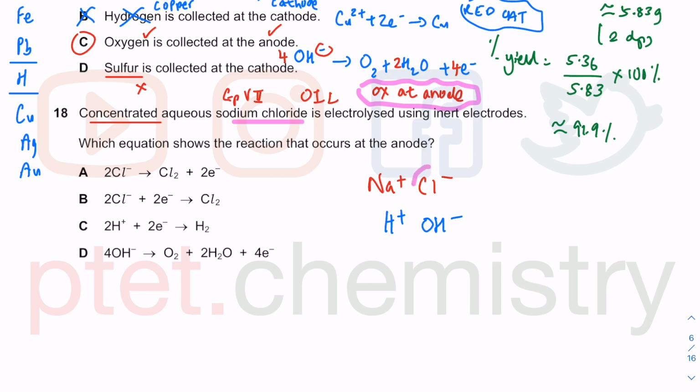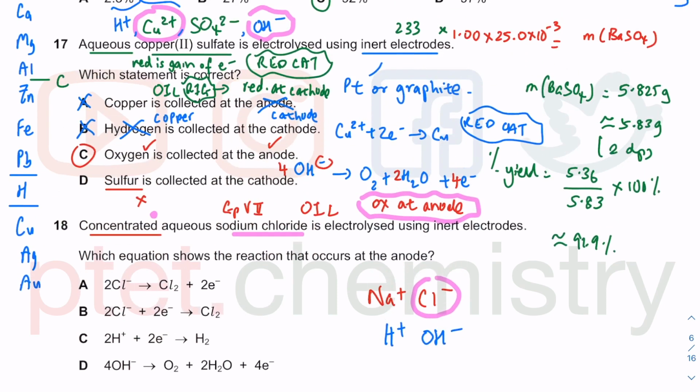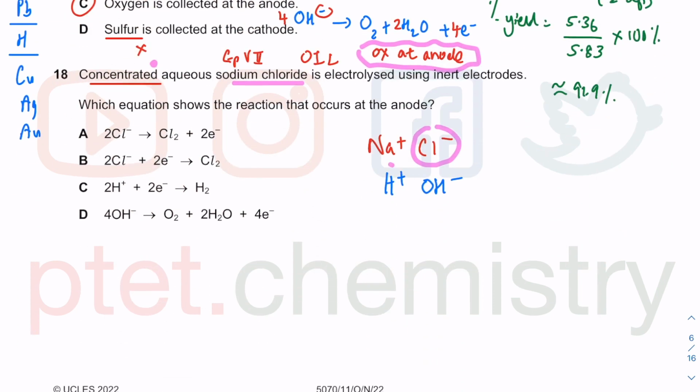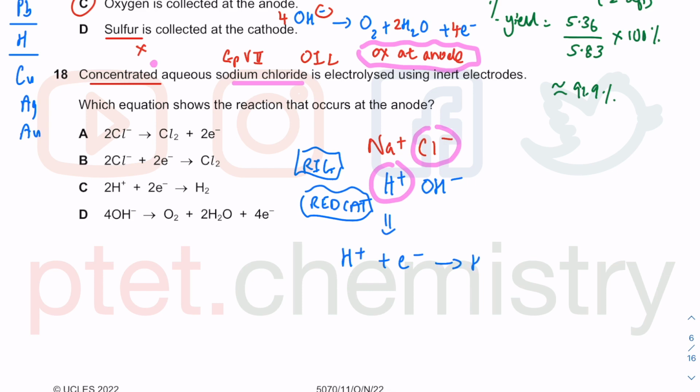However, because we have concentrated solution here, we're going to favor the halide over the hydroxide being discharged. In terms of hydrogen and sodium, despite the concentrated solution, hydrogen is still all the way further down in the reactivity series compared to sodium. Where there is a choice, you will always go to discharge to reduce the less reactive species, in this case the hydrogen at the cathode. So cations will go to the cathode, and then we know that red cat means reduction happened at the cathode, so they will gain electrons because reduction involves gaining electrons. So that will go to hydrogen gas.